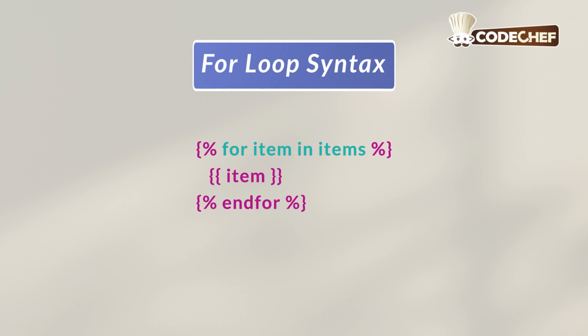And since this is a tag, we enclose it within the curly brace and % symbol. And here we are making use of this item variable, that is why it is enclosed within double curly braces, like we have already studied in the previous lecture. And here we see that we also need to end this for loop using the endfor statement.